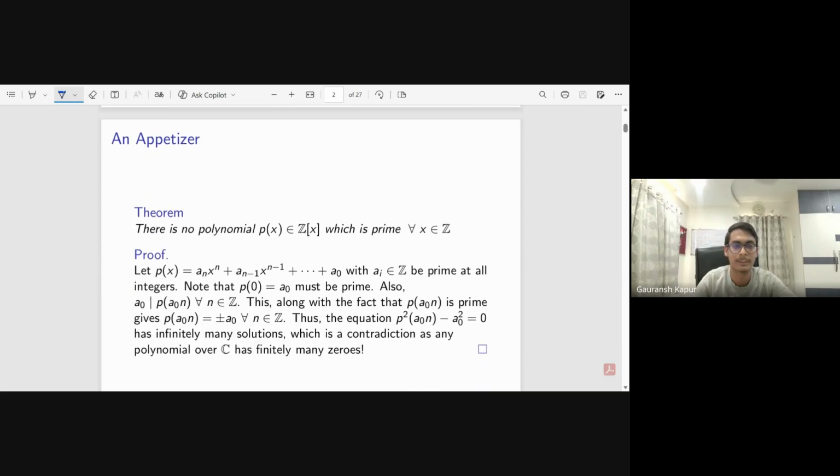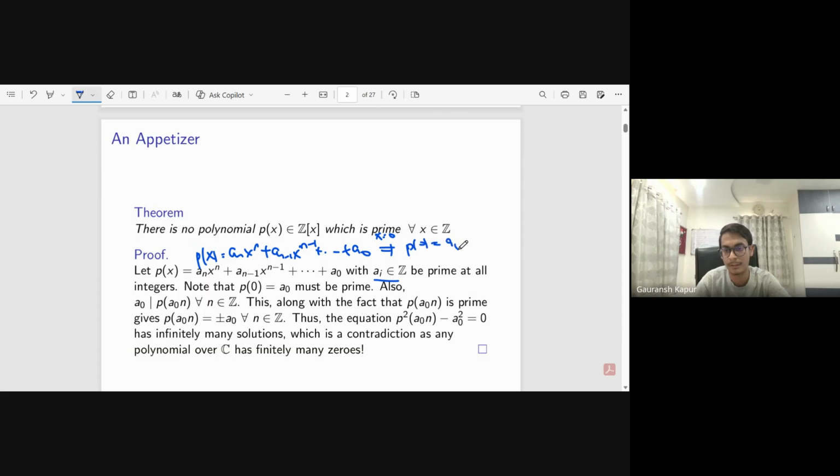Okay, anyway, let me show the proof. Let's assume p of x is an integer polynomial. That means we can write p of x as a_n x^n plus a_{n-1} x^{n-1} plus so on until a_0, where the a_i's are integers. We're assuming that there is some polynomial which takes on prime values for every integer, and we'll show that this gives us a contradiction. Putting x equal to 0, we must get a prime by hypothesis. So p of 0, which is a_0, must be prime.